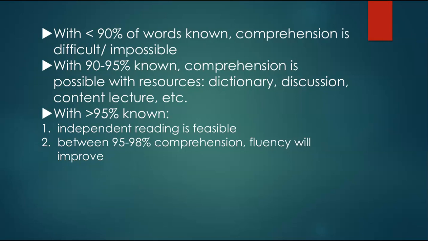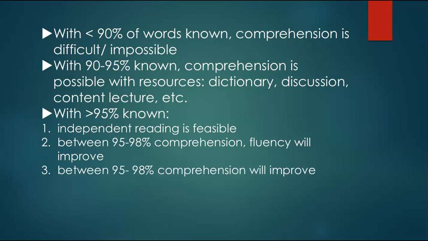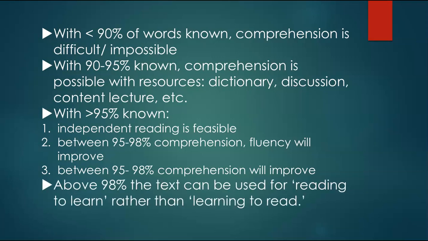Between 95 and 98% comprehension, fluency will improve. So until students have access to 95 to 98% of those words, their reading fluency is not going to increase. And then between 95 and 98% comprehension, their comprehension will improve. Once you get above 98%, the text can be used for reading to learn rather than learning to read.